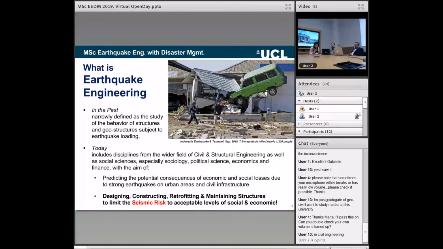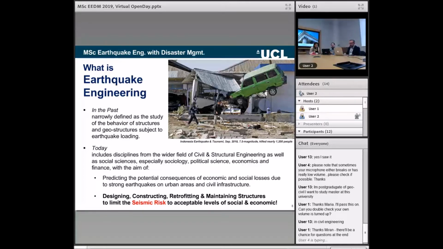But the whole aim of earthquake engineering nowadays is to predict the potential consequences of that terrible disaster, both on the social side, economical side, and how the infrastructure that we currently have, like bridges, like roads, or residential, or critical infrastructure like hospitals and schools, will react under it. So the whole aim is to design, construct, retrofit, and maintain structures to limit this seismic risk in terms of economic and social to an acceptable level.